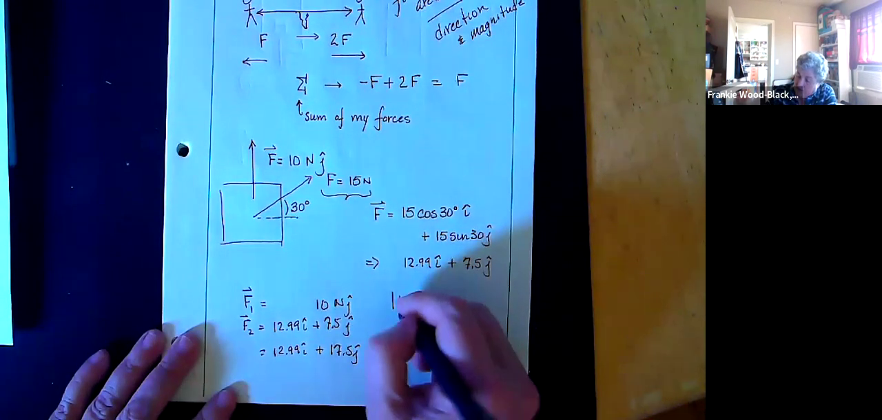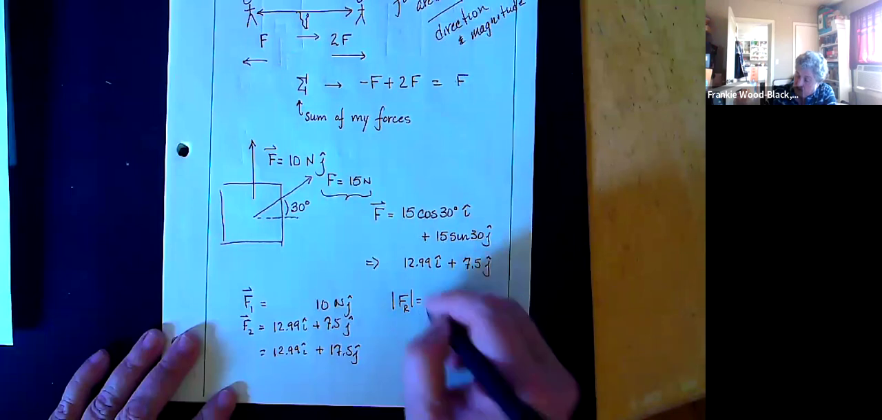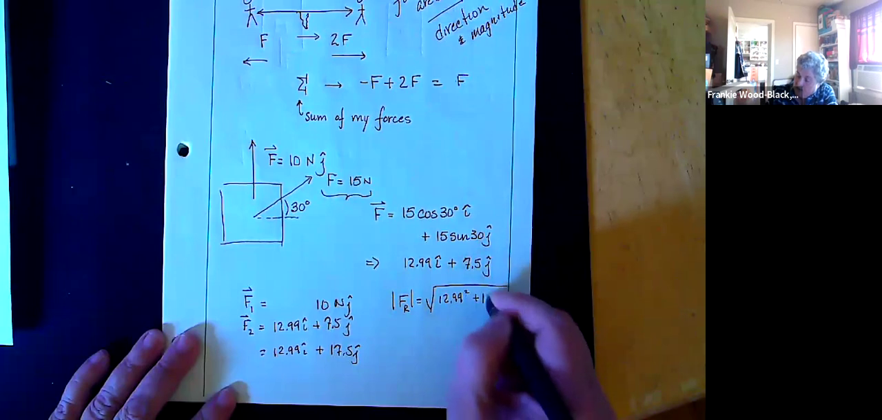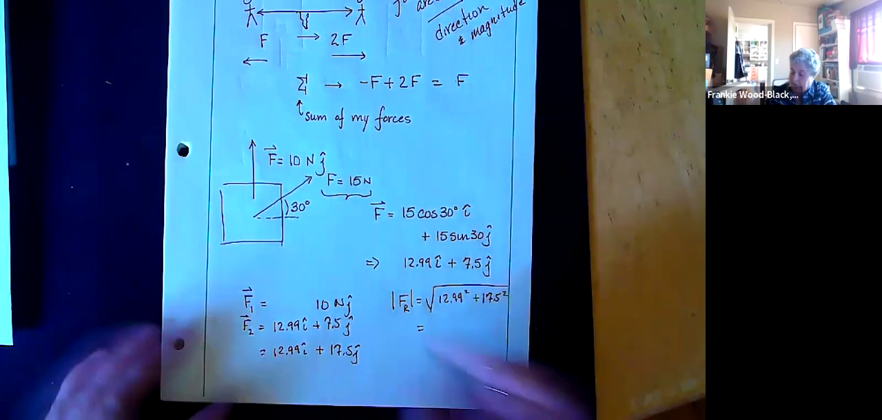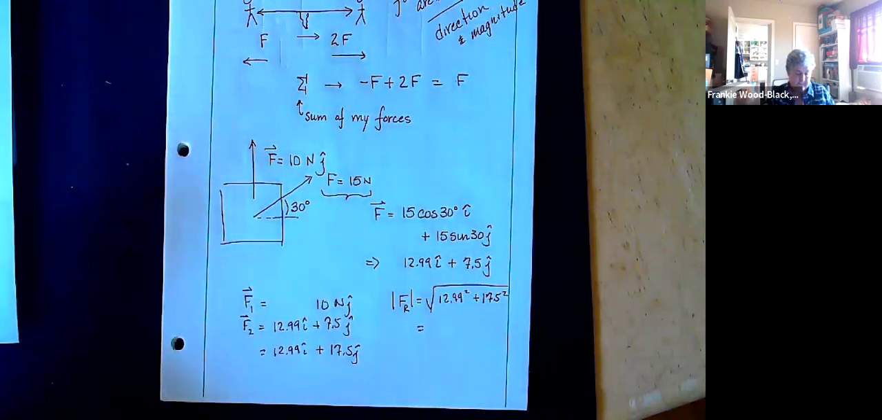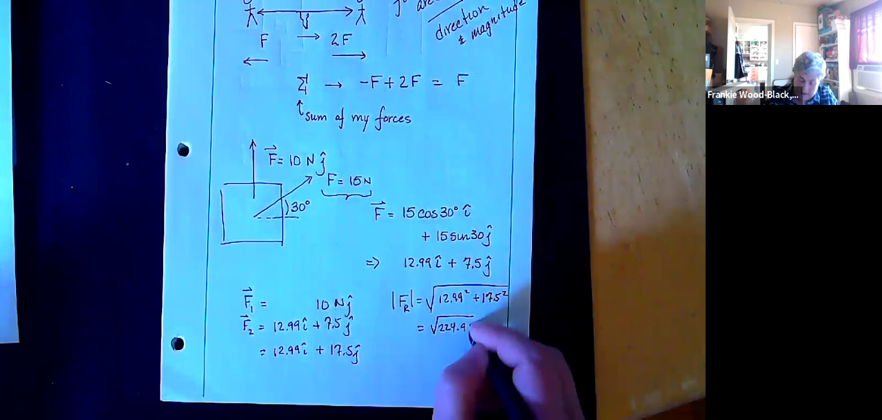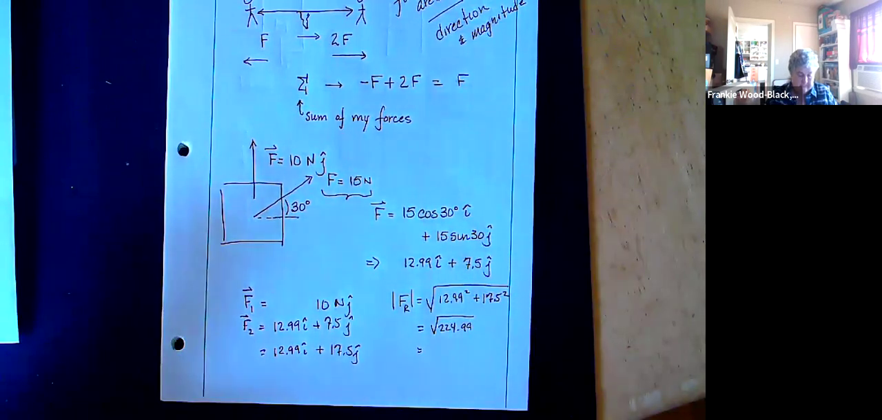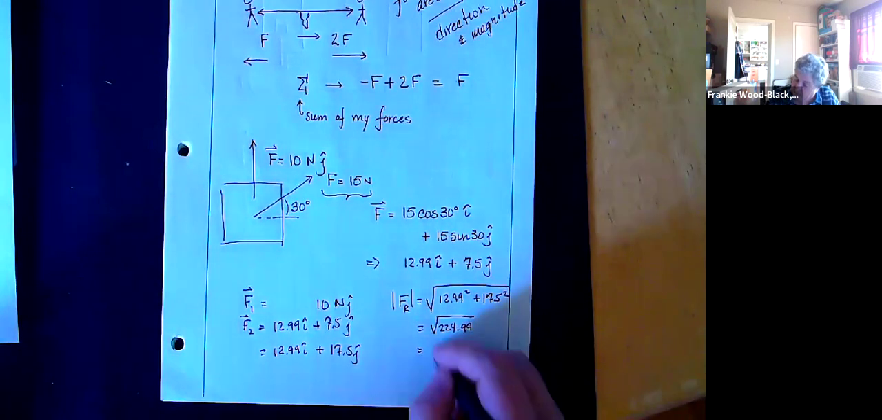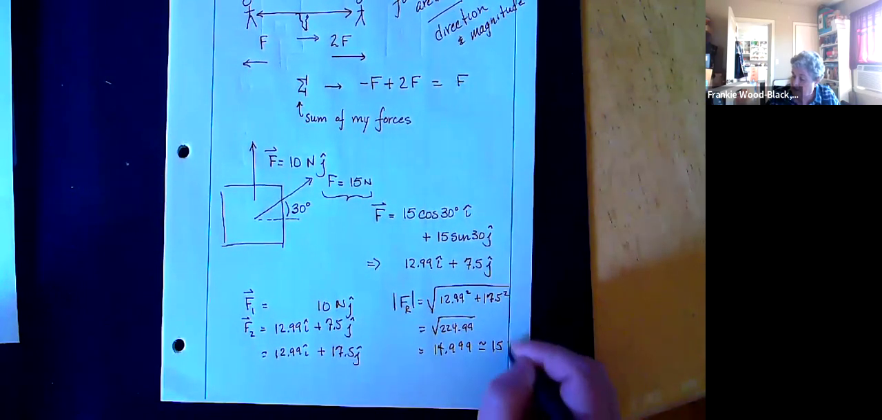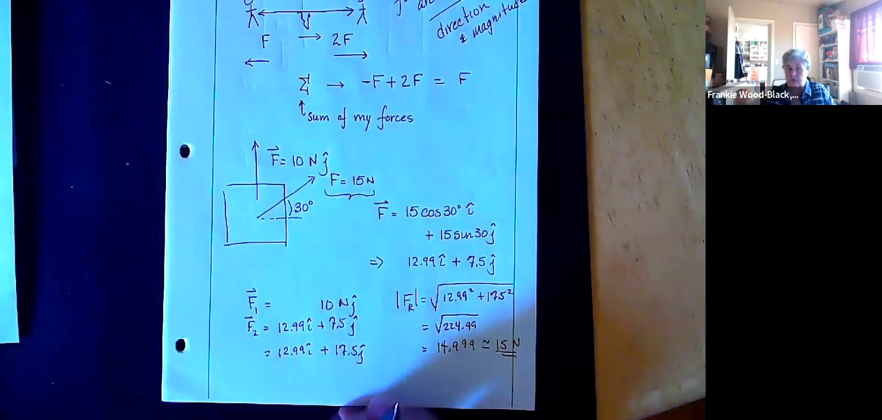Then I can calculate the magnitude of my resultant force. That is the square root of 12.99 squared plus 17.5 squared. Under the square root, I've got 224.99. And this says 14.999 or approximately 15 newtons. That's the overall magnitude of the force.